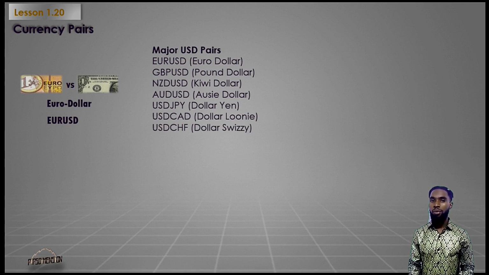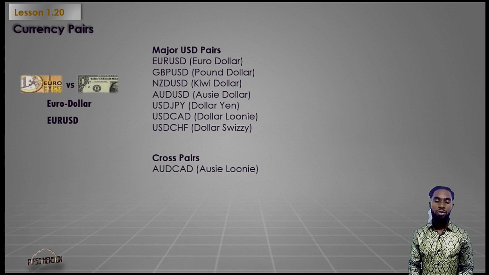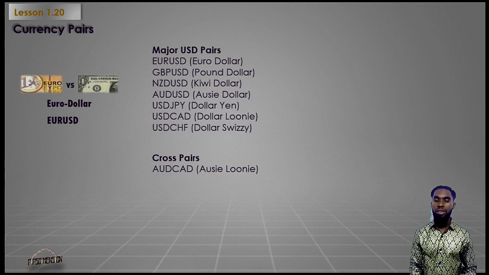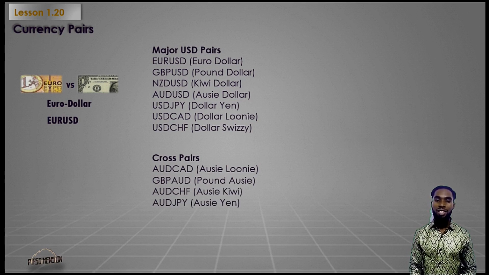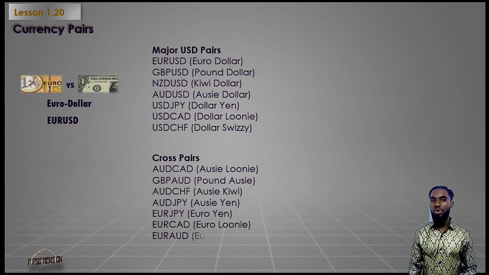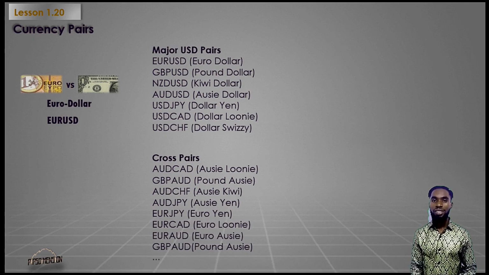A cross-currency pair is a pair of major currencies without the US dollar. Aussie loonie is an example of a cross-major pair. Others are the Pound Aussie, the Aussie Kiwi, the Aussie yen, the Euro yen, the Euro loonie, the Euro Aussie, among others. And when a minor currency is paired with another currency, we get a minor currency pair.